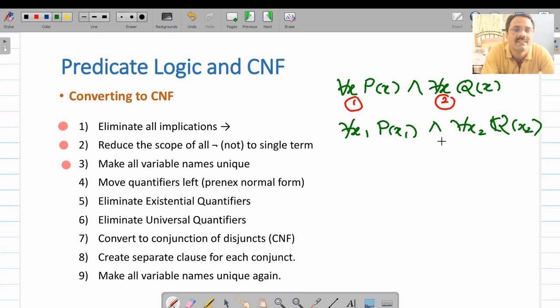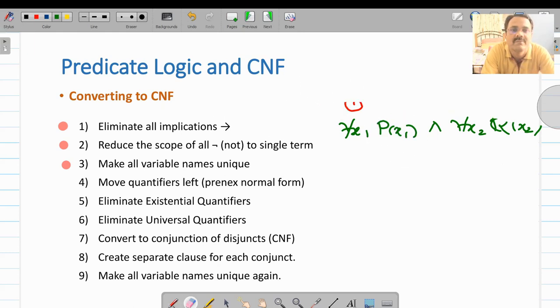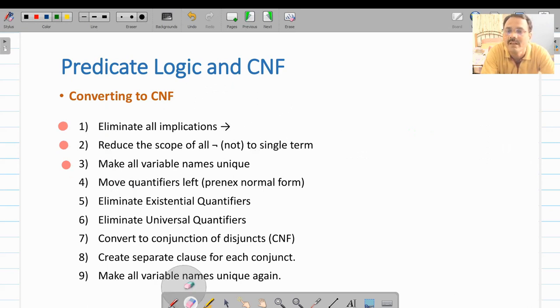Since you have changed the variable name and you have carried out substitution at all places, there is no problem, both these statements are equivalent. So that's how you can name these variable names unique. Next step is move all quantifiers to the left.